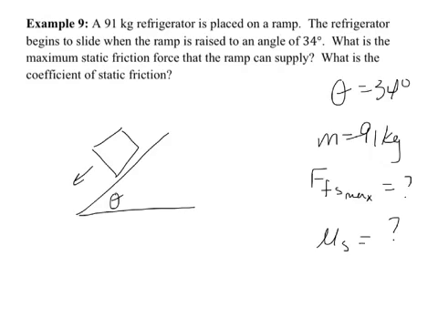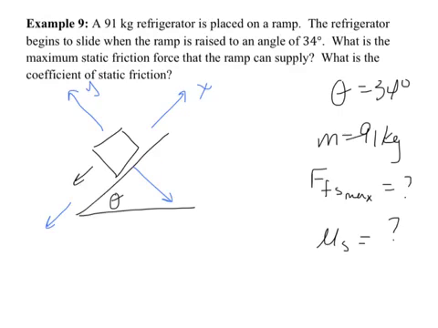So let's take a look at this diagram and look at all the forces. So remember to label your y-axis like this and your x-axis like this. So the x-axis is up and down the ramp. So up the ramp is positive and down the ramp is negative for the x. Out of the ramp is positive for the y up here, and into the ramp is negative for the y.